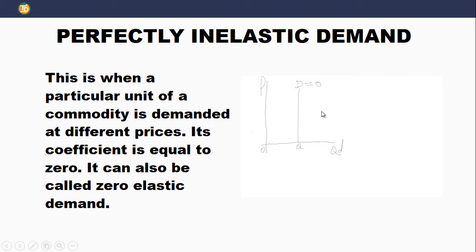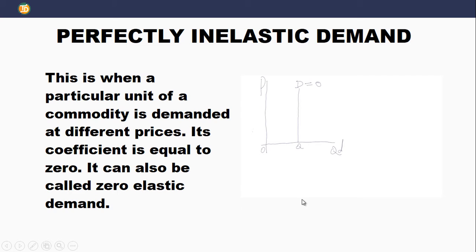As you can see on the diagram, we have price, we have quantity demanded. As you can see, a particular unit of a commodity is demanded at different prices, which means percentage change in quantity is 0, and we have different percentage change in prices. So what you are going to have is a zero elastic demand.